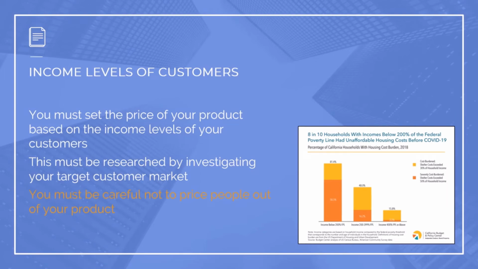So first of all, if we look at the income levels of customers, we know that when you do a lot of research into your market, you can find out exactly what your customer will look like, what their sort of age, gender, geographic location, occupation, income, all of those things about your customers. So when you know what their income levels are, you can use this information wisely. So you've got to set the price of your product based on those income levels.